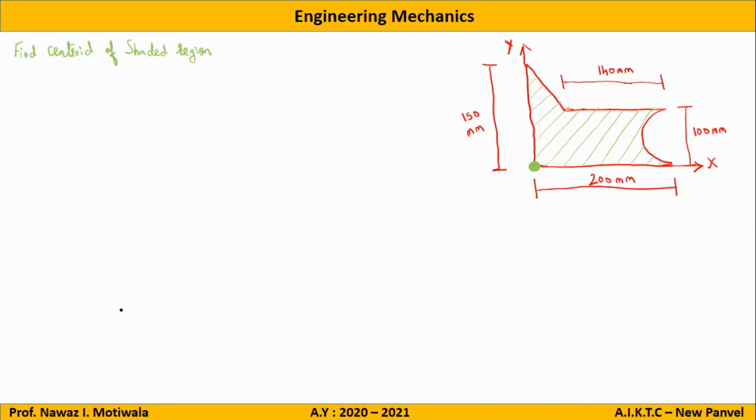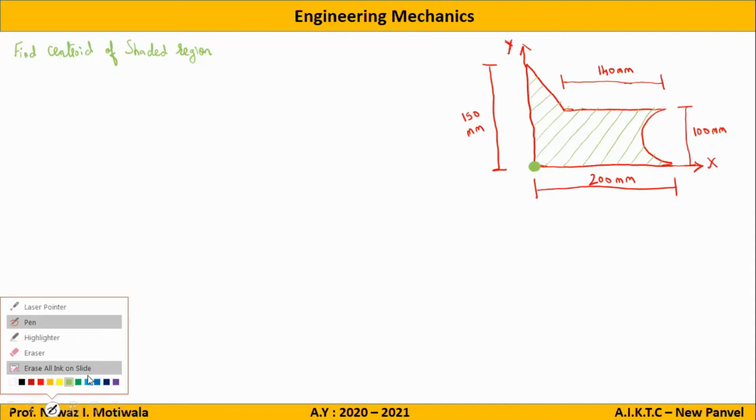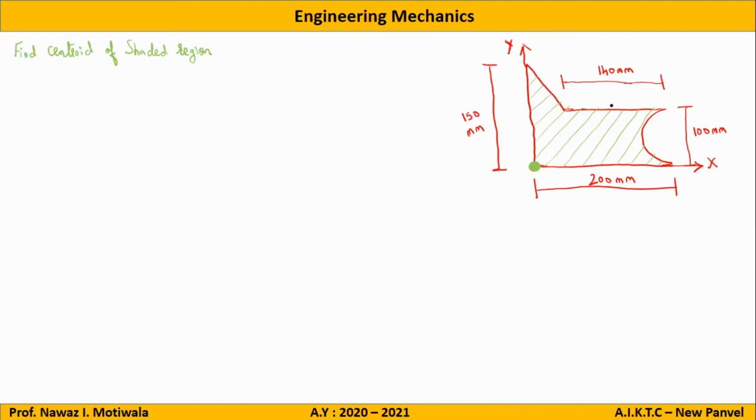What is the next step? Divide figure. Yes, divide the entire lamina into minimum number of standard parts. So what are the standard parts here? One triangle, one rectangle, one semicircle. Perfect. It's very simple. And I have already given you a hint. Wherever there is an inclined line, there will be a triangle. So here you can see there is an inclined line.